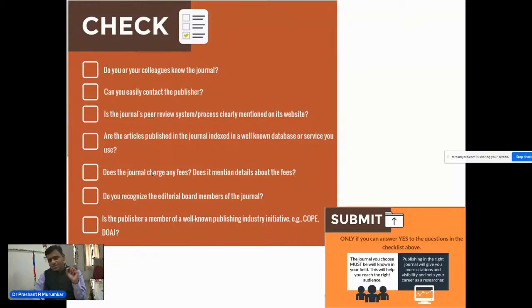Is the journal's peer review system there? They will clearly mention it, the peer review process is clearly mentioned on the website. There are certain people who claim that you pay the charges and the next day they will publish the article. That means there must be a problem. So you should not consider that type of journal.